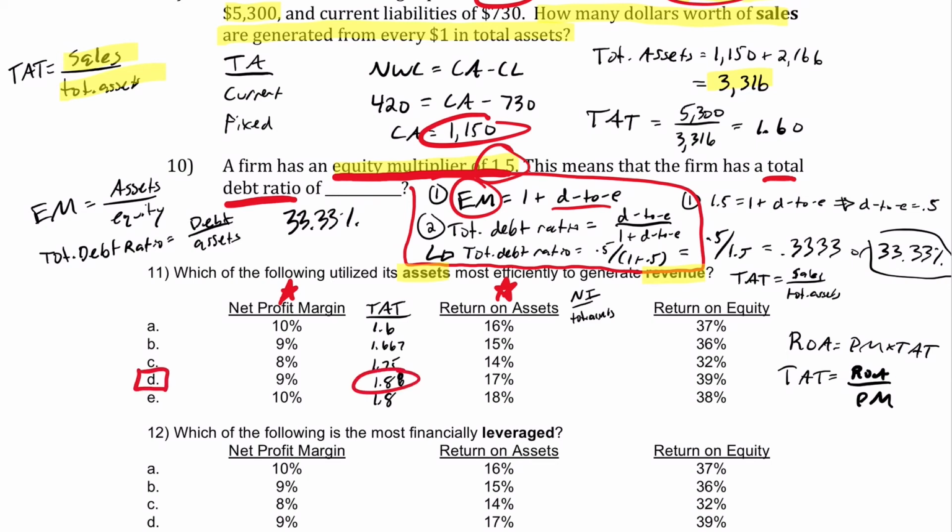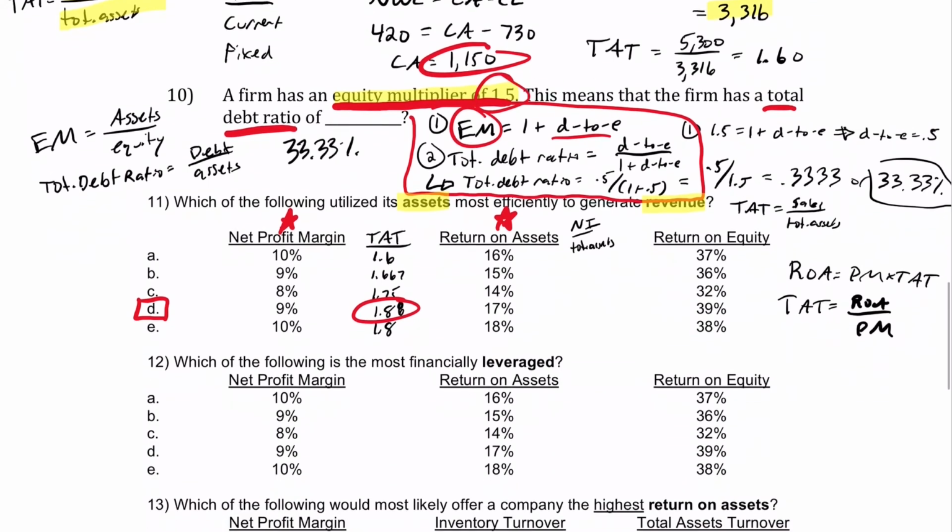So as I mentioned, this is not as explicit as some of the other problems that we've done thus far, but the key here is to understand, first of all, what ratio actually measures assets translating into revenue. In this case, it was total asset turnover. And so how can I solve for total asset turnover given the information that was provided?